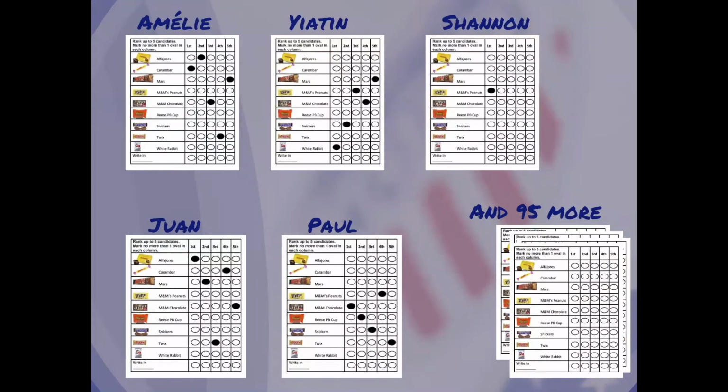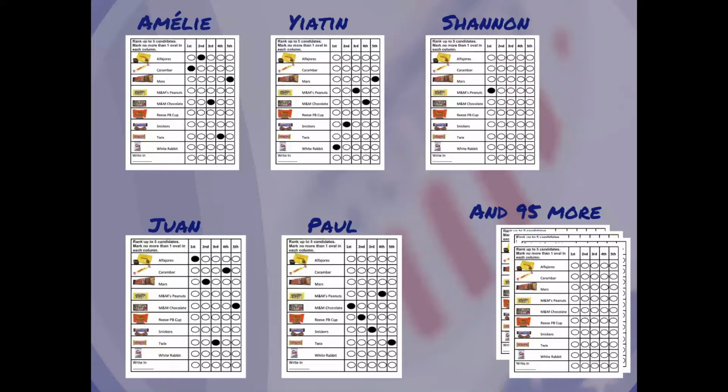In this election, we have 100 voters. We're going to follow the votes of 5 of them and see how they transfer as we go through different rounds of ranked choice voting. The first voter is myself. My first choice is Carambar.